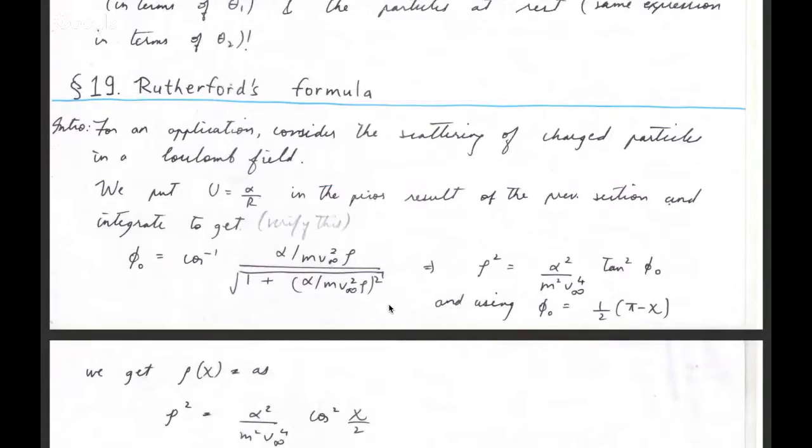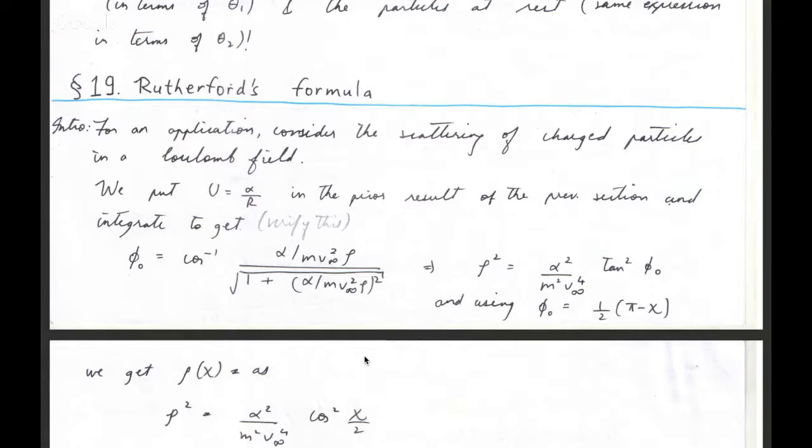Introduction. For an application, consider the scattering of charged particles in a Coulomb field. We put U equal to alpha by R in the prior result of the previous section, and integrate to find phi naught equal to this quantity. And from there we can find rho square equal to this thing. Let's integrate now. I've not integrated in a while.